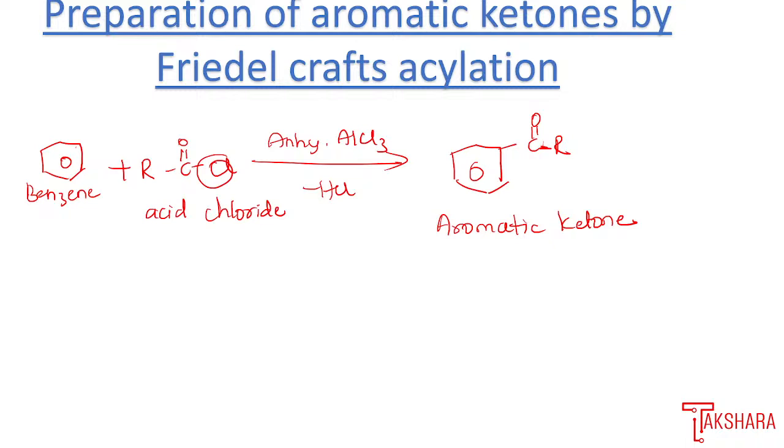Now let us take one example for this. When benzene undergoes the reaction with acid chloride, in place of R let us take CH3. So this is acid chloride, which means this is acetyl chloride.